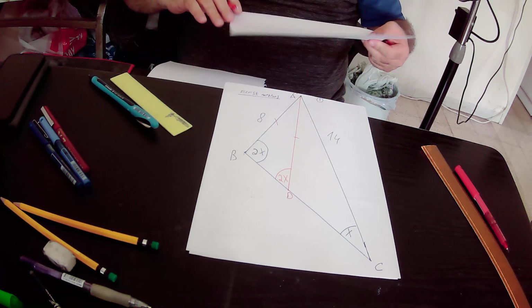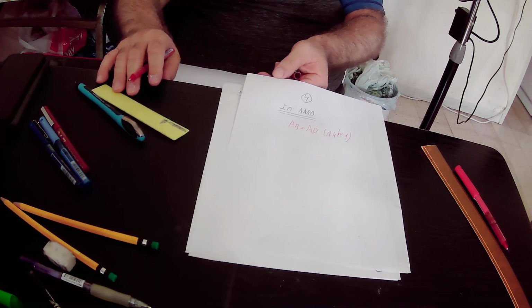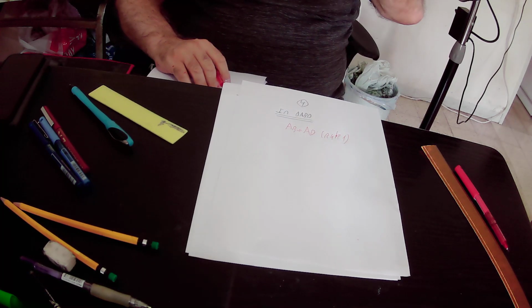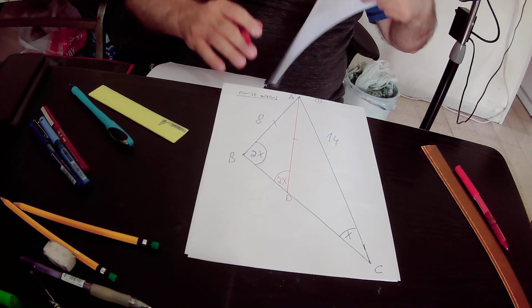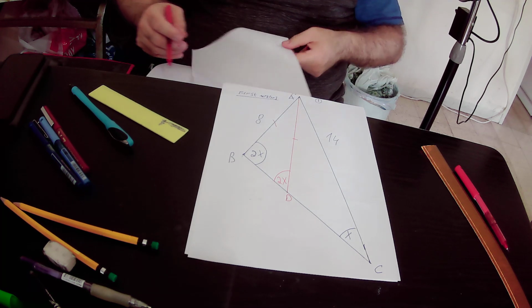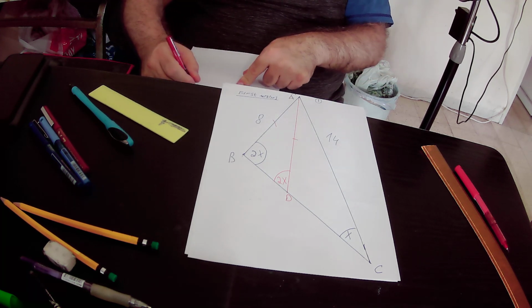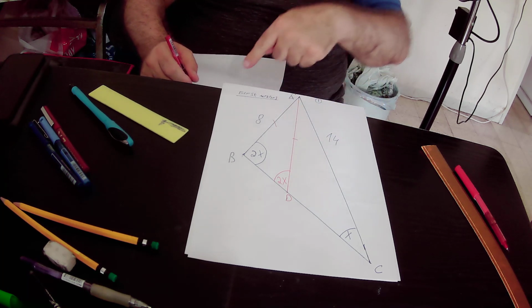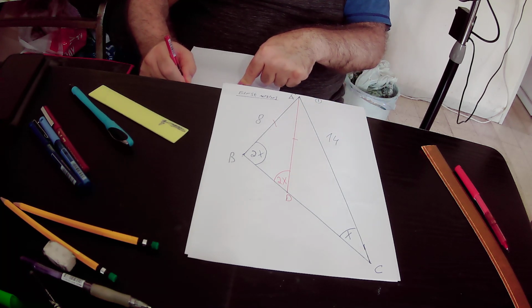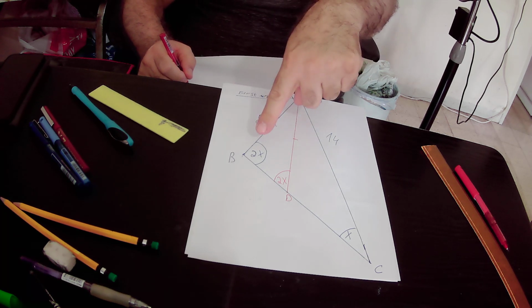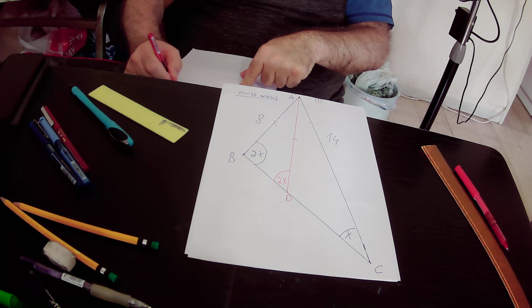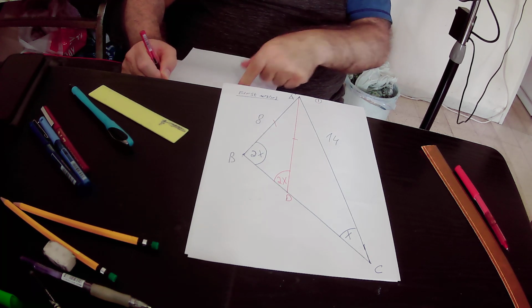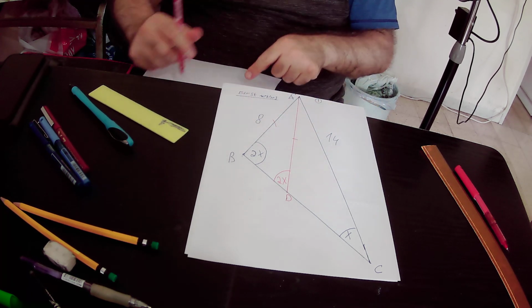Okay, so according to rule number 1, in triangle ABD we have two equal angles. Angle ADB equals angle ABD. Both those two angles equal 2x.